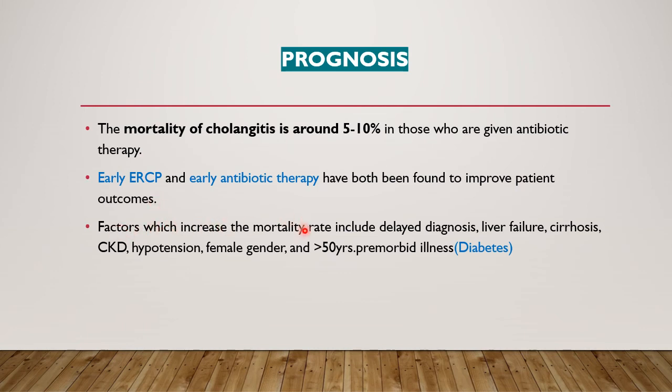Factors which increase the mortality rate include delayed diagnosis. Very important, it's very important to diagnose early. Delayed diagnosis, comorbid illnesses like liver failure, cirrhosis of the liver, chronic kidney disease, hypotension, female patients, and those above 50 years of age, and more so patients with diabetes mellitus. These are all high-risk patients, and if the treatment is not started early and adequately, then the mortality rate among them may be high.